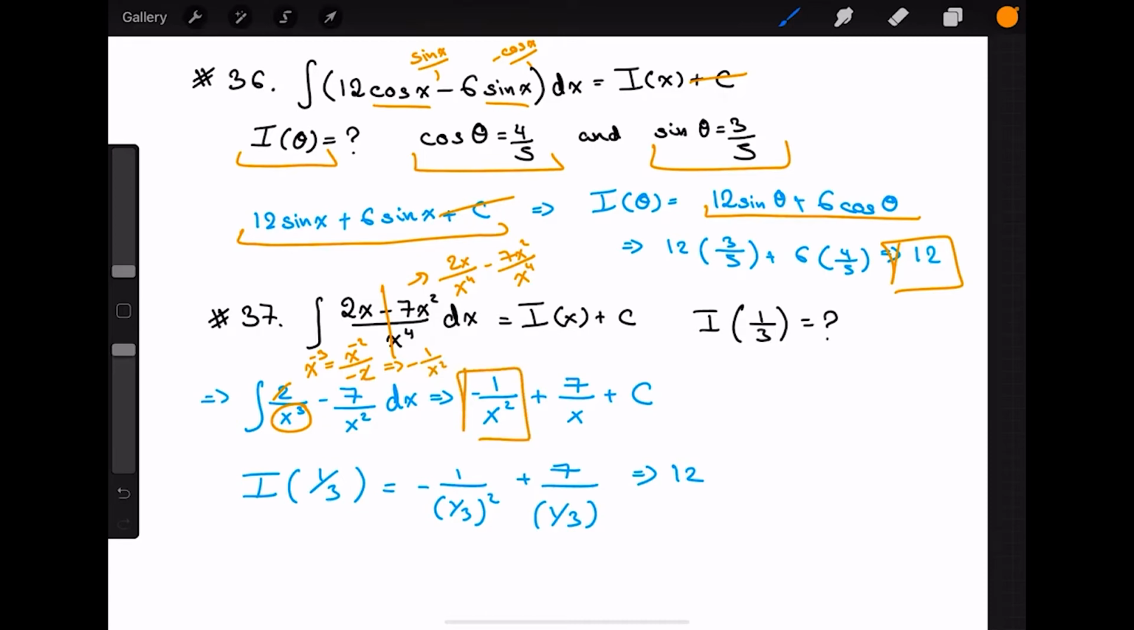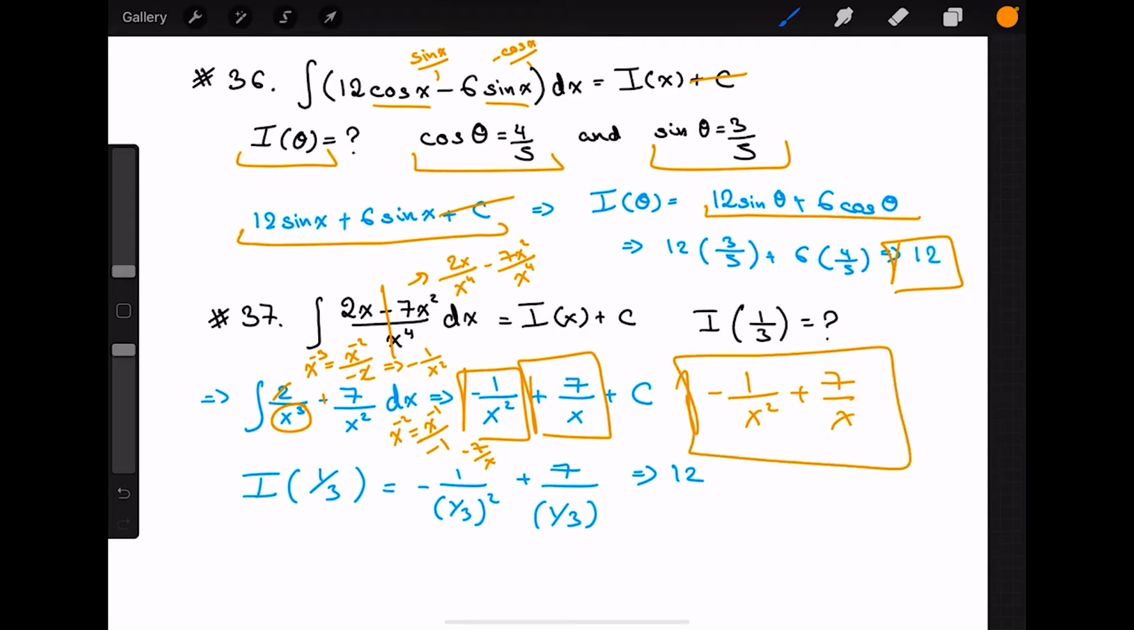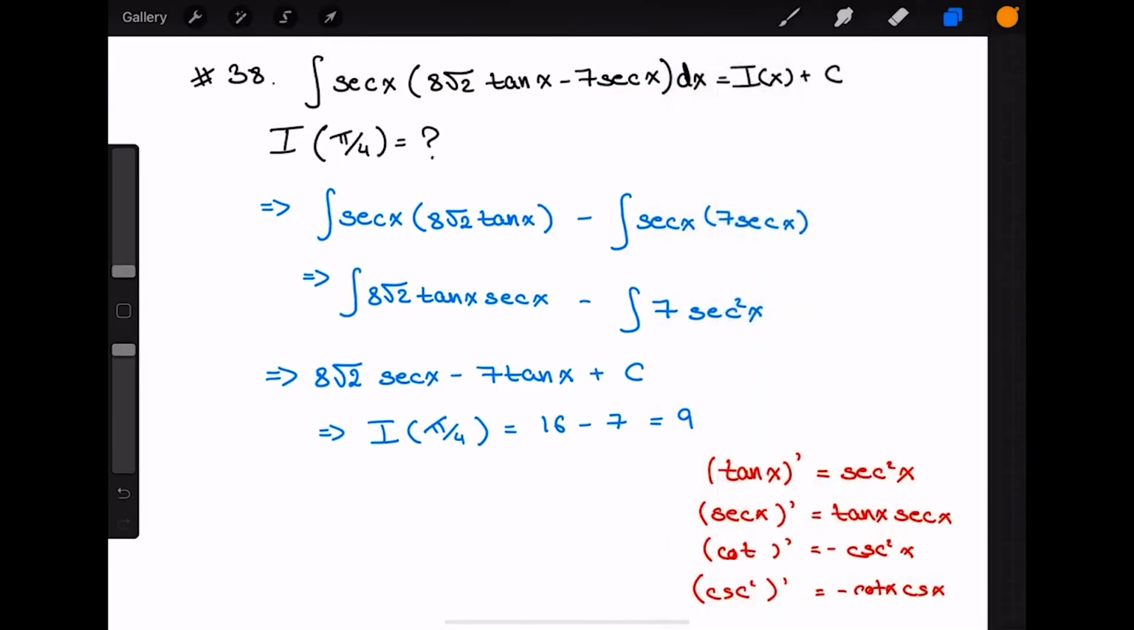And for 7 over x squared, it would be x to the power of negative 2, which gives x to the power of negative 1 over negative 1. Therefore, the term is negative 7 over x. The minuses cancel out, so you have a positive 7 over x. So your final equation will be negative 1 over x squared plus 7 over x. This is your I(x). Then you simply substitute, you will get 12. Moving on to question 38.